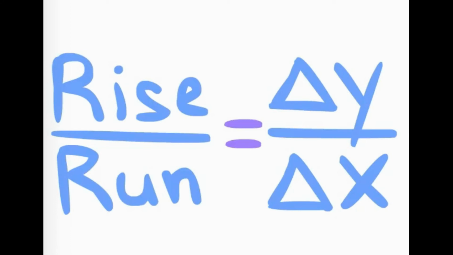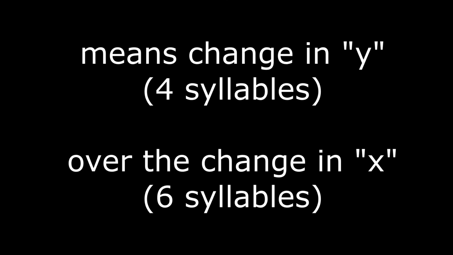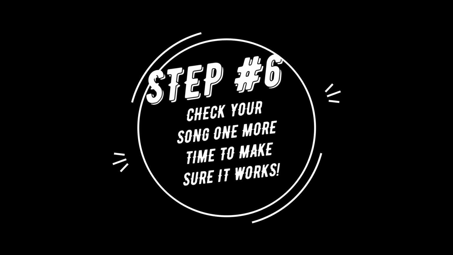So I refer back to my notes, and I see rise over run means change in Y over the change in X. Wow, 6 means change in Y over the change in X. Very cool. So now the final, last step, number 6, is to check your song one more time to make sure it works. Let's do it.